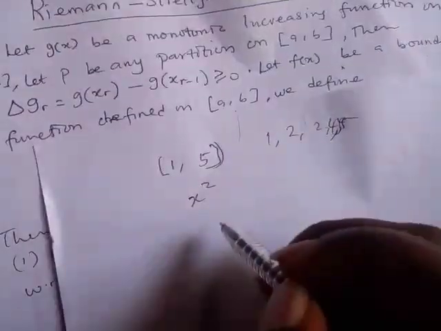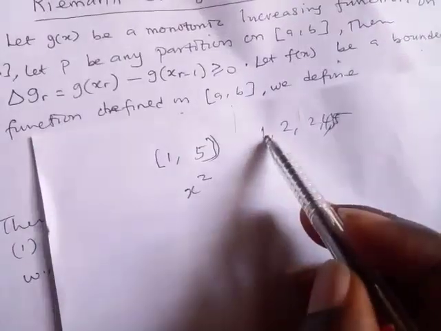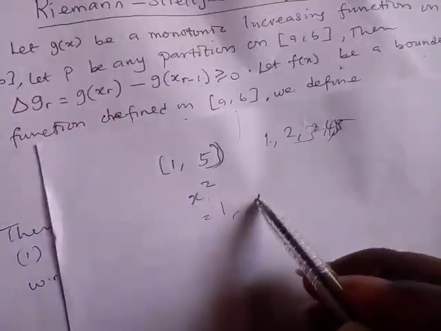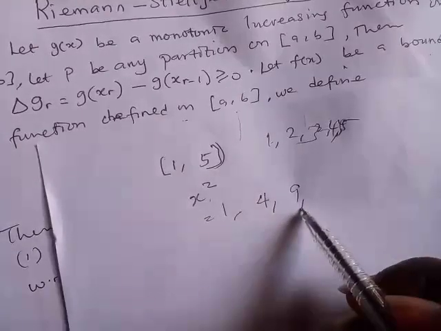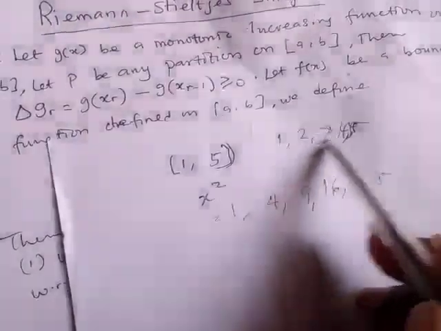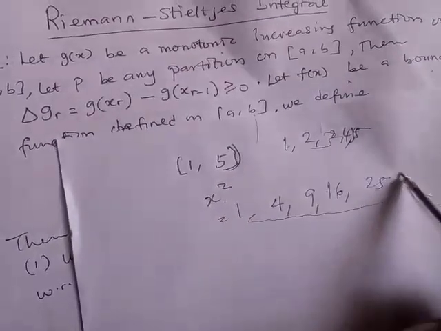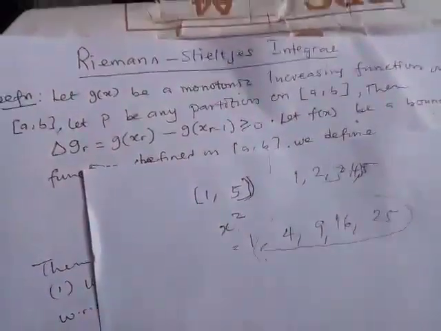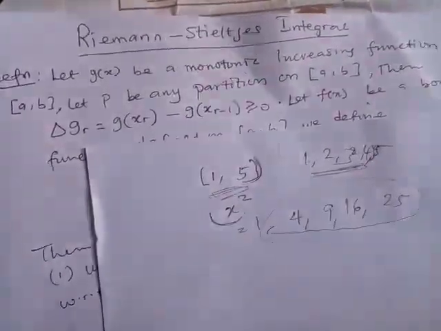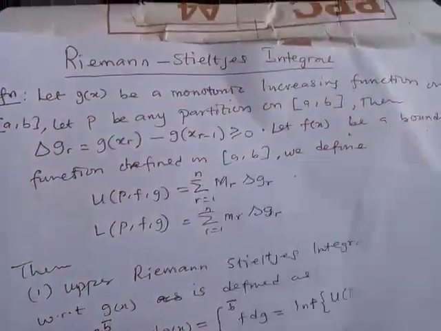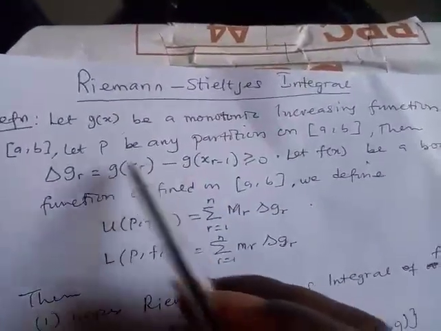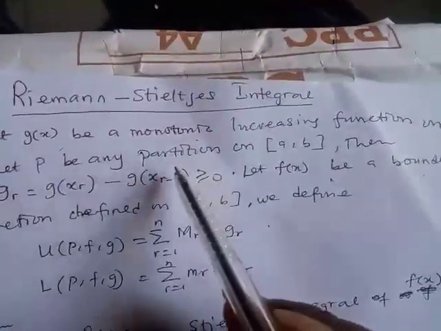So if I pick x squared now, for every value of x, when x is 1 this is 1, when x is 2 this is 4, when x is 3 we have 9, you have 16, when x is 5, you have 25. You see that for all these values of x, this thing is increasing. So we say that this function is monotonic increasing in this interval, or simply it is monotonic.